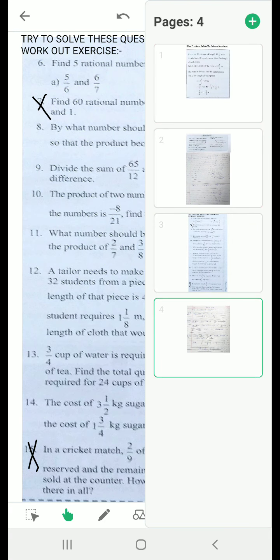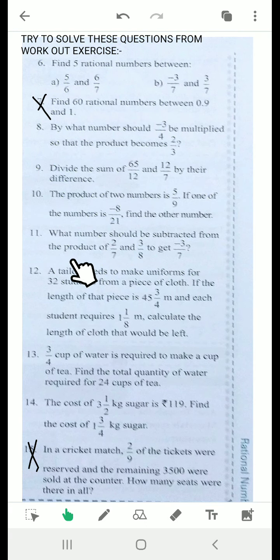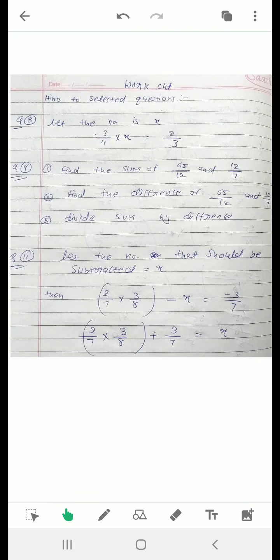Okay, the next is the 11th question. I have given the hint because the 10th question is similar to the 8th one. 11th question: what number should be subtracted from the product of 2 upon 7 and 3 upon 8 to get minus 3 upon 7? From the product means from the answer of the multiplication. So it is also a simple question.